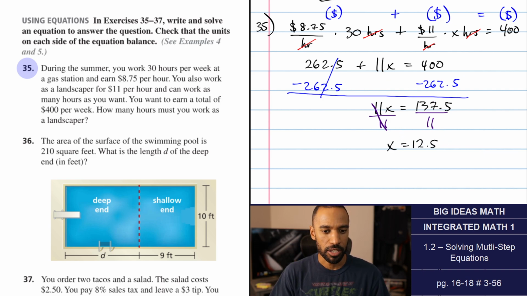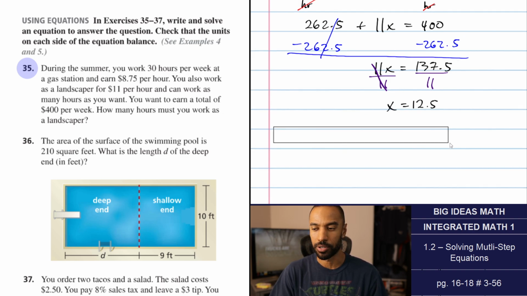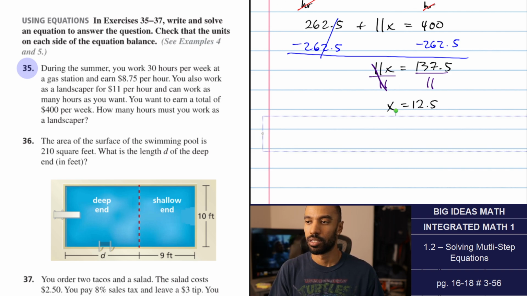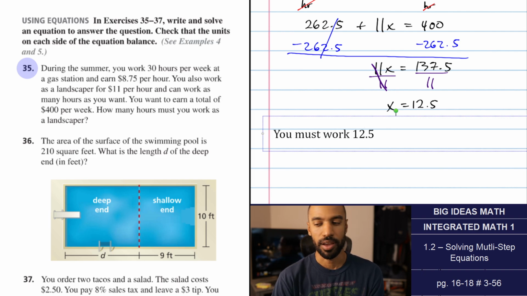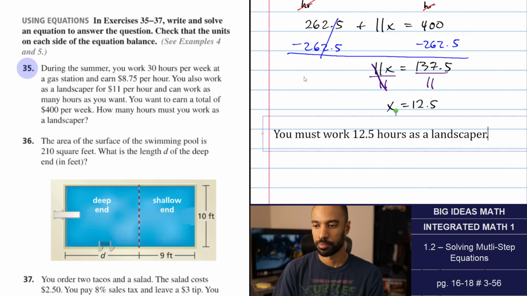How many hours must you work as a landscaper? To get $400, you must work 12 and a half hours. Remember, this is hours. That's not money. You must work 12 hours, 30 minutes as a landscaper to get $400. Okay.